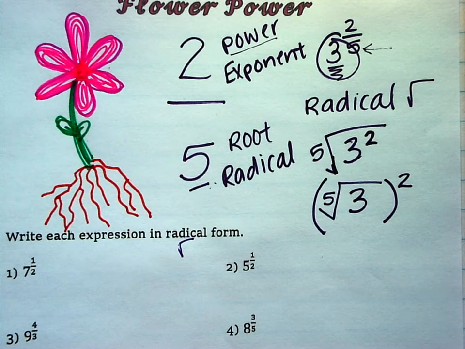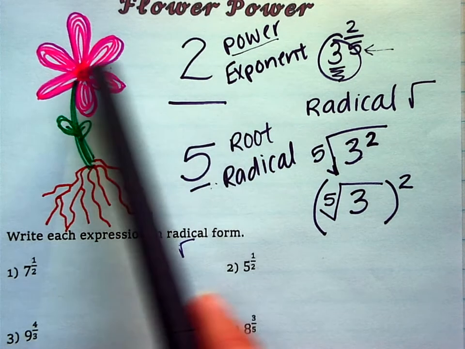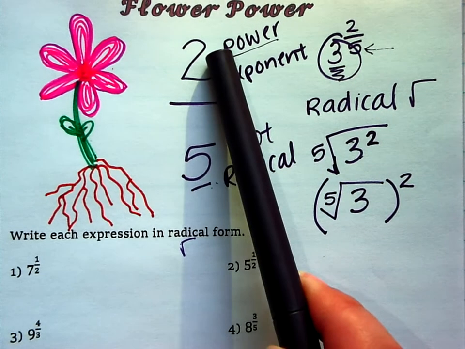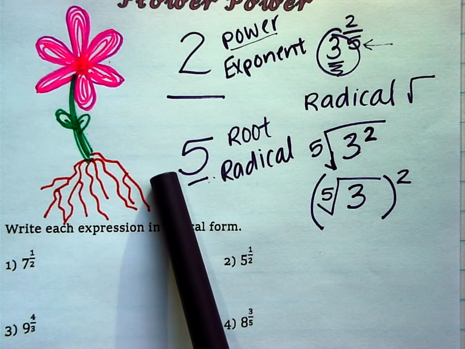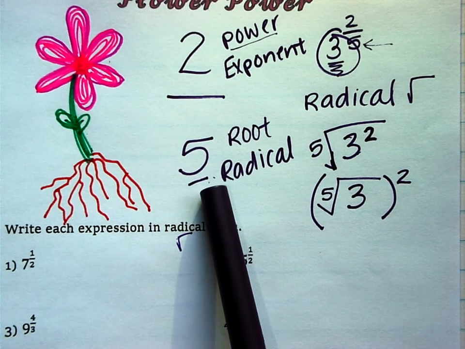Okay, so hopefully you're seeing the connections I'm trying to make there. Flower, power. The top number is the power because it's up there with the flower. The bottom number is down here with the roots, so it would be the radical.